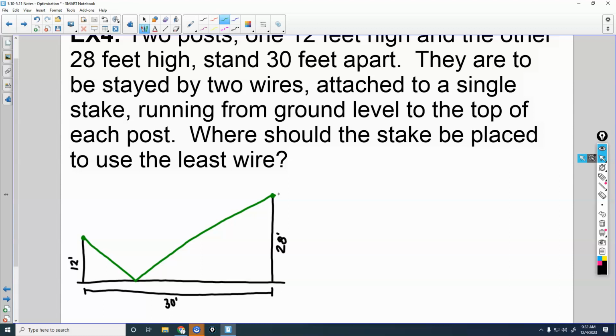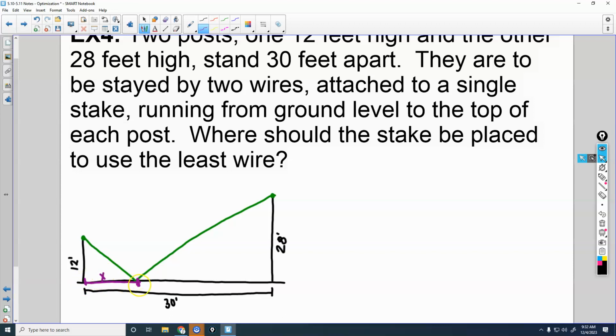Now, I've got to do Pythagorean theorem with both of these, right, to find the length of both of these pieces of that wire. So I need to label something here. I know the entire length of this is 30, but I can't use that for Pythagorean theorem because it's not in the bottom of my triangle. So what I'm going to do is call this piece right here X.